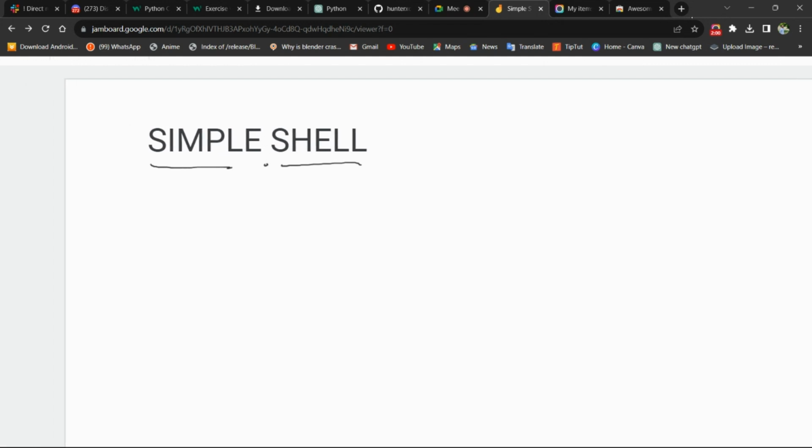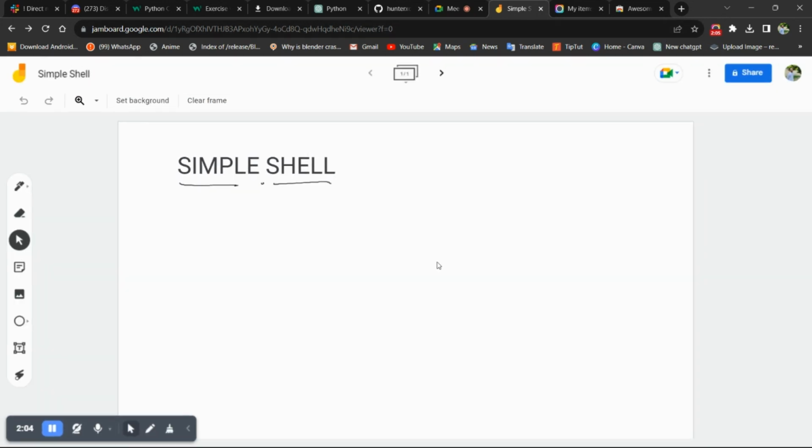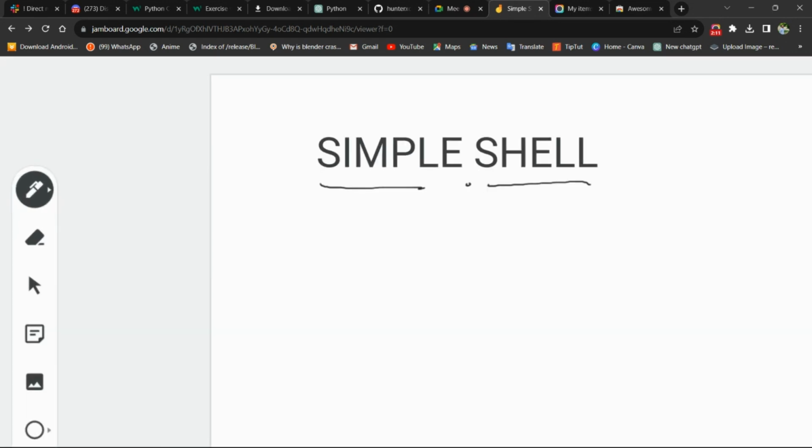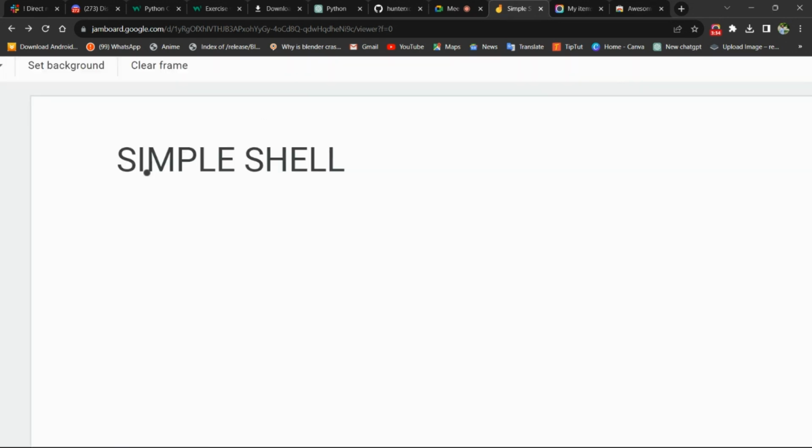Let me choose my pen from here. Let me zoom out. Does anyone know what a simple shell is? Can anyone help us with what a simple shell is? What is a simple shell? Will anyone tell us what a shell is?